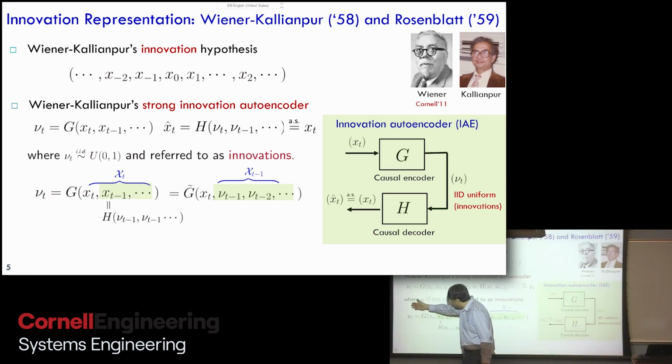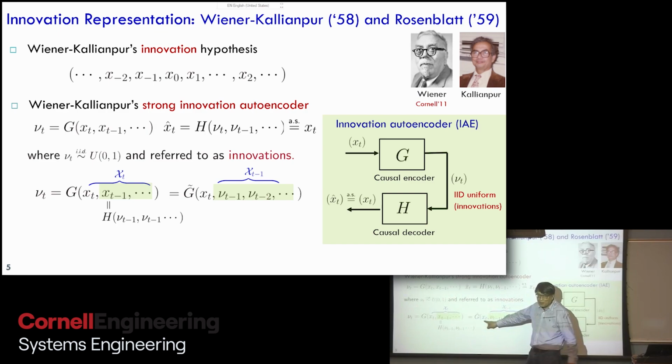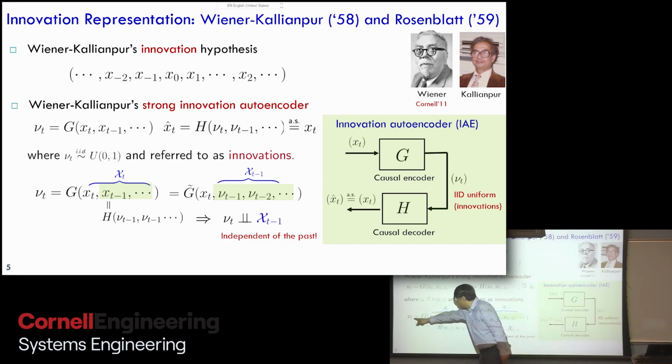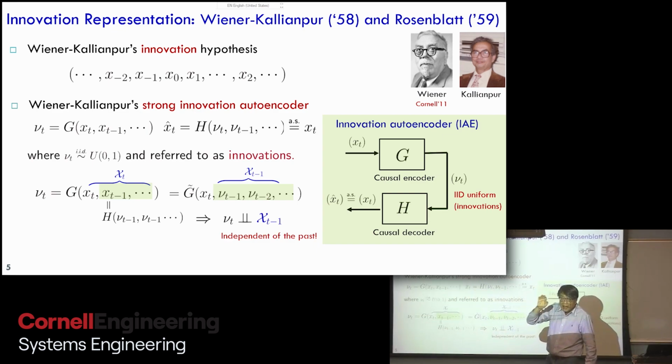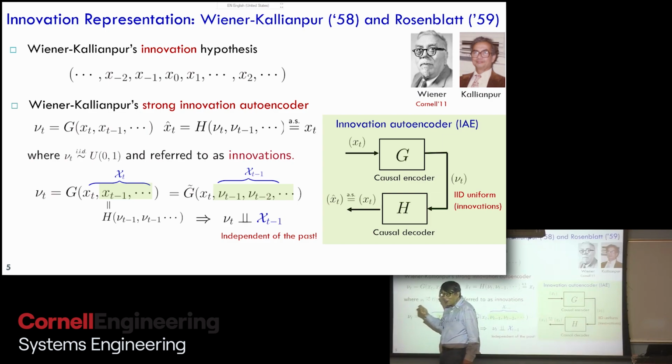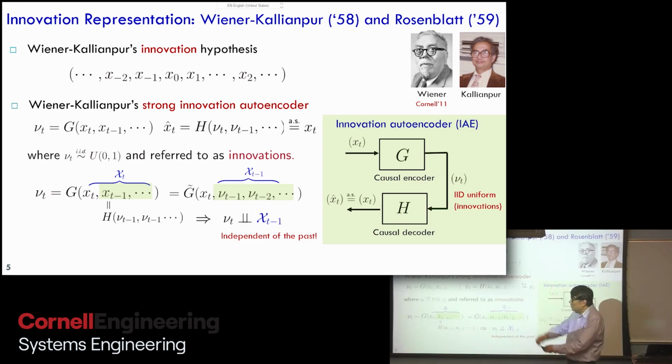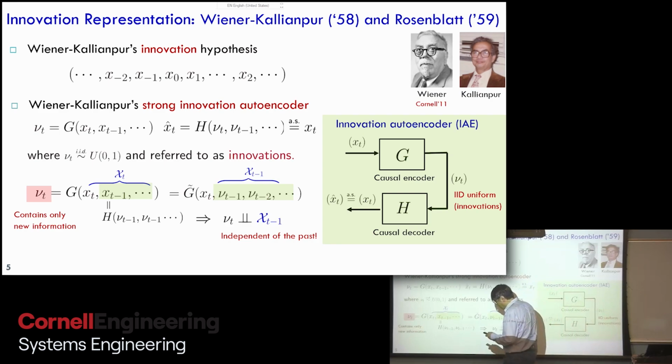What you have is the innovation at current time is represented by the current input and all the past innovations, right? Now, this is independent of all the past, right? So that means this innovation realization captures the information in x_t not contained in the past, right? So that's why this particular random variable is called the innovation. It contains information only in the current, but nothing in the past. So, only the new information.